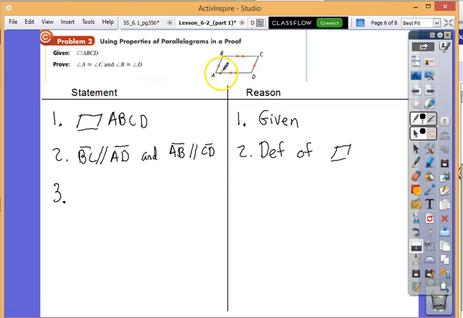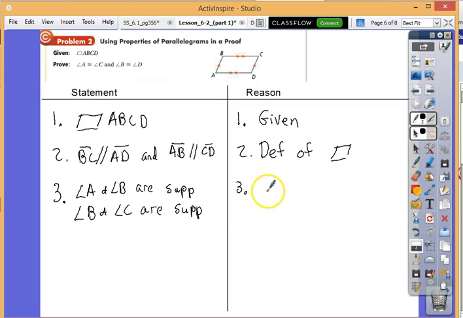I know that if I can prove that A is supplementary to B and C is supplementary to B, then I'll have two angles supplementary to the same angle, and that means something. So that's what I'm going to say. I'm going to say angle A and angle B are sup. Angle B and angle C are sup.